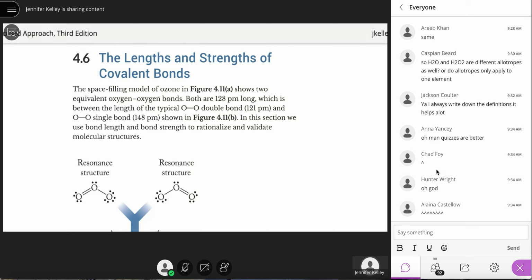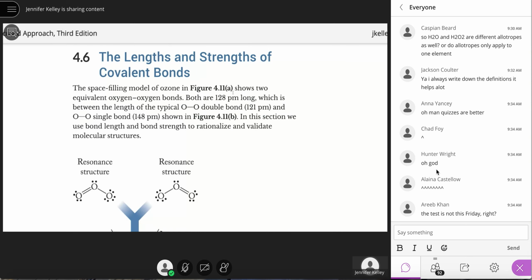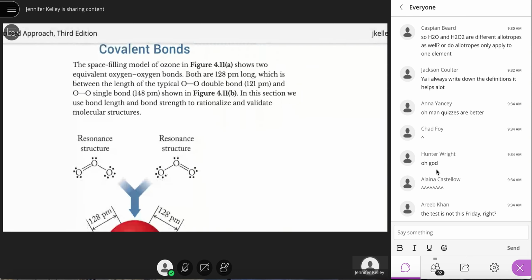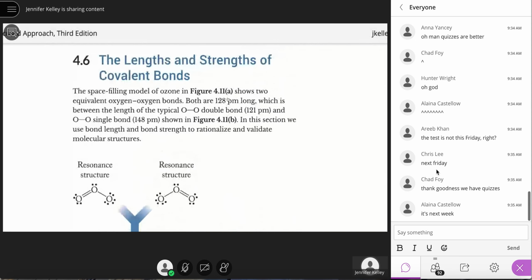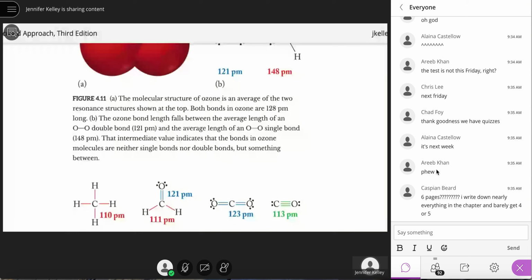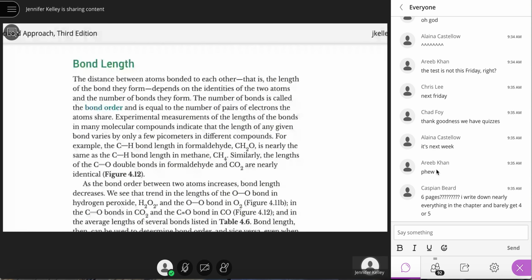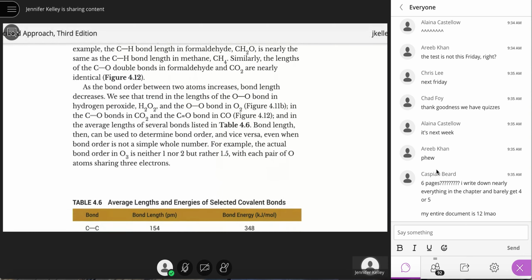So that was my goal anyway. So let's see. All right. So here I'm going to be asking things about resonance structures again. The title is lengths and strengths of covalent bonds. So obviously covalent bonds. And then if you go down here, it asks about bond order. So I probably will ask about that. And it says a bond order is equal to the number of pairs of electrons that they share. So you want to kind of look into that.